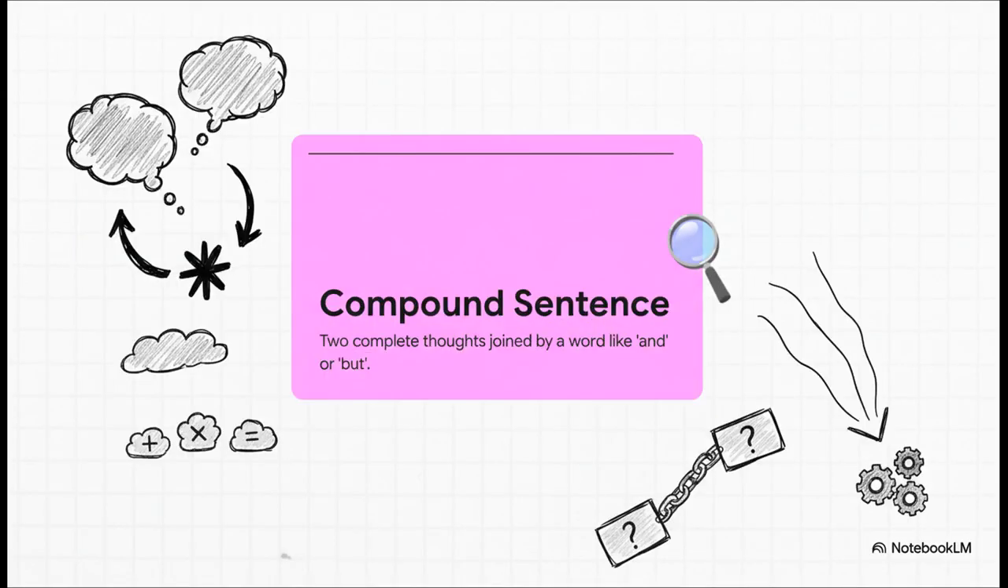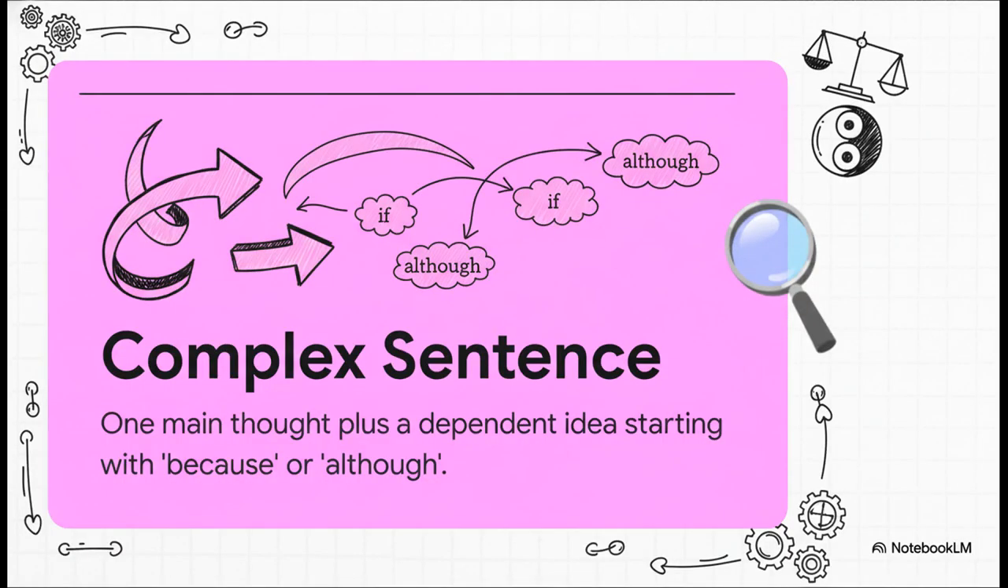So, the next level up is the compound sentence. This is where you take two complete thoughts, two simple sentences really, and you connect them with a joining word like and, but, or so. This is awesome for showing how two equally important ideas relate to each other, like a sequence of events. And finally, we get to the complex sentence. This is where your writing gets really nuanced. You have one main independent thought, but you add a secondary idea that depends on it, usually starting with a word like because, if, or although. This is how you show cause and effect, contrast, and all that good detailed stuff.